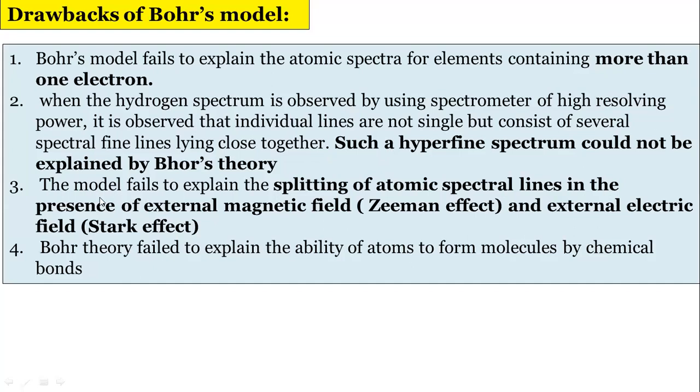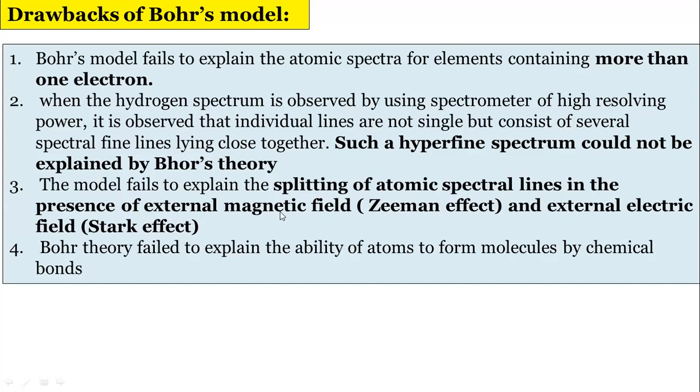Then the third limitation, or third drawback, is that this model fails to explain splitting of atomic spectral lines. Splitting means separation of spectral lines. When a magnetic field is applied, the spectral lines are split, and when an electric field is applied, there is also a splitting of spectral lines. This was studied by two different scientists who were colleagues of Bohr; they worked under Bohr. The names of the scientists are Zeeman and Stark.